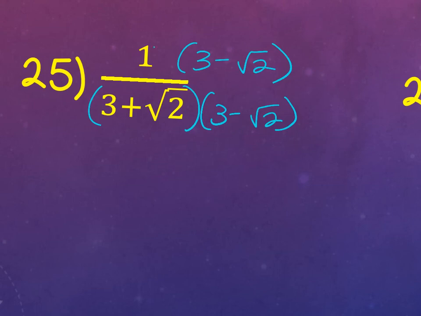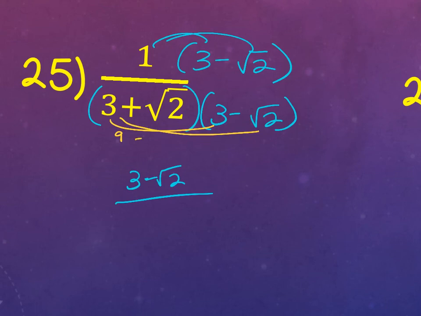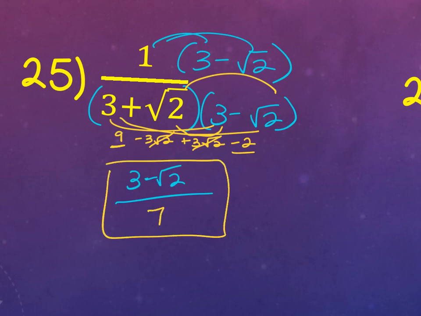So 1 times this is just that. That's 3 minus root 2. The denominator, I have to do 3 times 3, which is 9. 3 times negative root 2, negative 3 root 2. 3 times root 2, positive 3 root 2. And root 2 times negative root 2, negative 2. The middle should always cancel out. The whole point here is to eliminate the radical. And then I get 9 minus 2, which is 7. So I have 3 minus root 2 over 7.